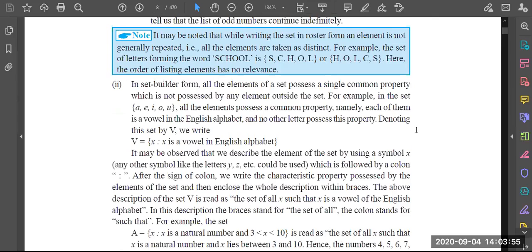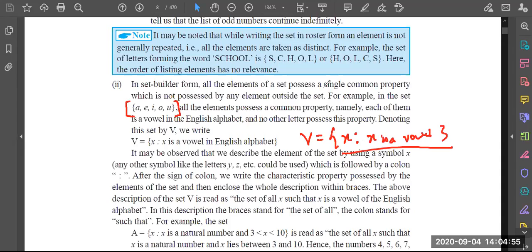Okay, so set builder form. I told you in set builder form we define a relation. For example, if I have to write a set of alphabets, especially vowels, if I write like this, it is your roster form, yes or no? But I can define it as a relation. Like V is a set. Instead of writing all the vowels, I'll just assign a variable, X or anything, U, V, T. And this colon means where. Where X is a vowel. As simple as that. That's your set builder form.